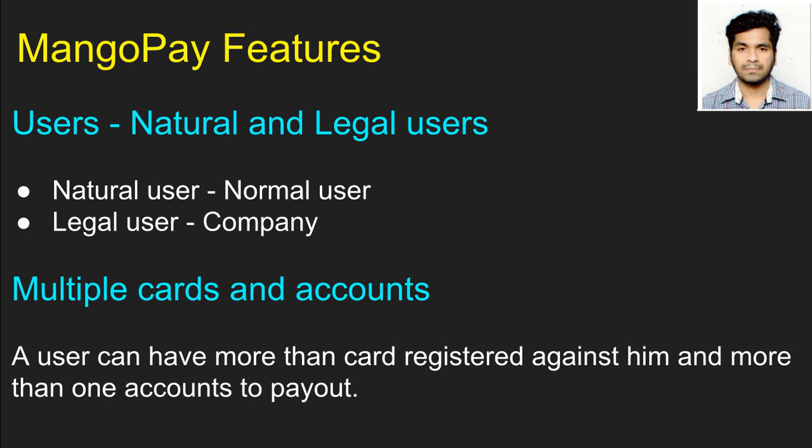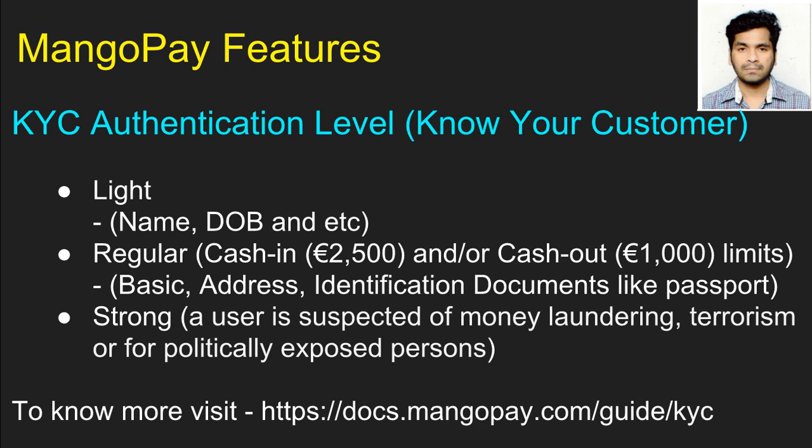MangoPay supports different levels of authentication for the KYC. The first one is called the light KYC level. If you're a user and the cash in is less than £2,500 and the cash out is less than £1,000, then you are called a light user. You need to just provide your name, date of birth, and a few minor details. So when I say light user, that means you are involved in overall transactions of £2,500 or less, and your cash out limit is less than £1,000.